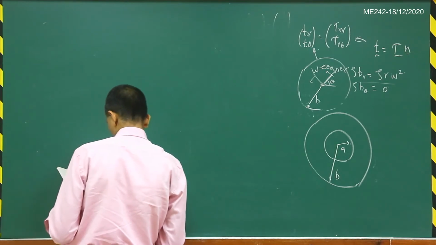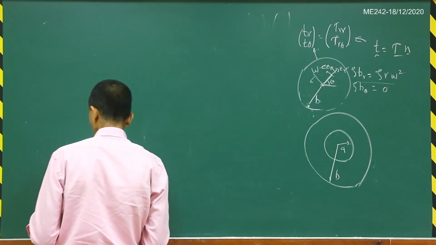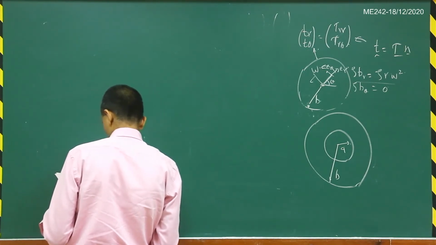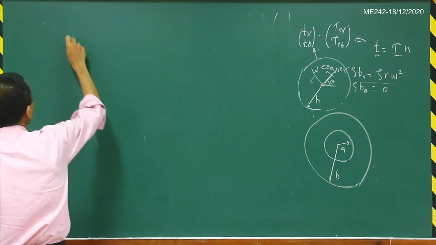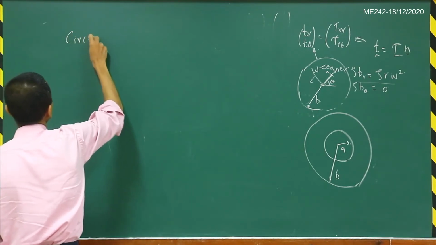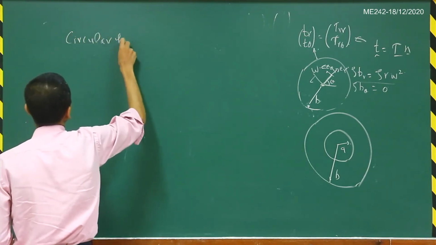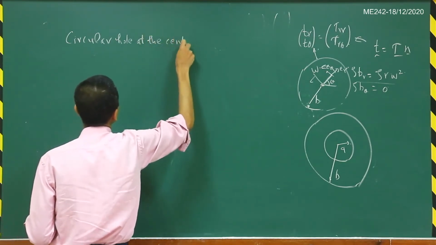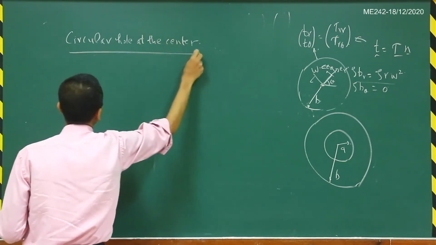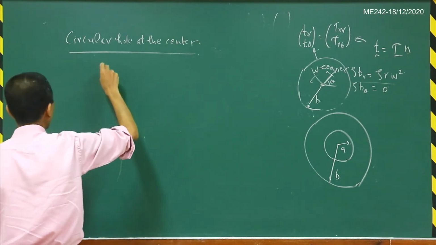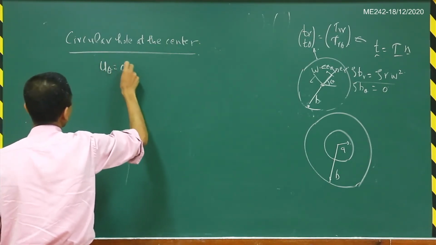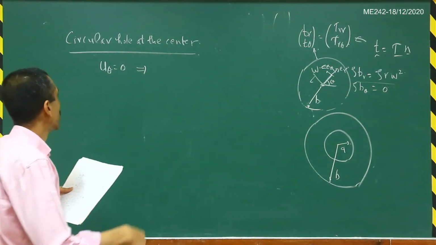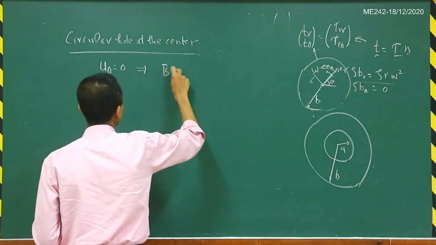Okay, so we need that circular hole at the center. Now, since we have u theta equal to 0, the problem is still axisymmetric, and so u theta is 0. So this will give me that b is equal to 0.